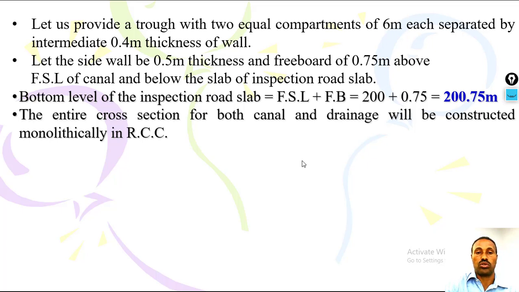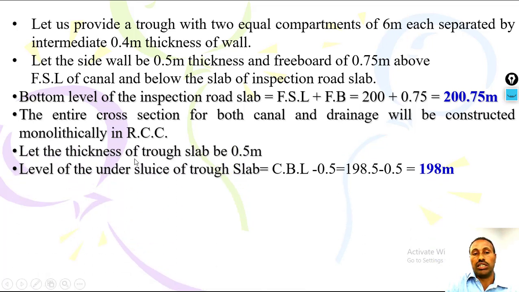Then the entire cross-section of both canal and drainage will be constructed monolithically in reinforced cement concrete, and let the thickness of the trap slab be 0.5 meter. This is the thickness of the slab, and the level of the undersluice trap slab will be the canal bed level minus this. So if you subtract the thickness of the slab, you will have the level of the undersluice, which is 198 meter.